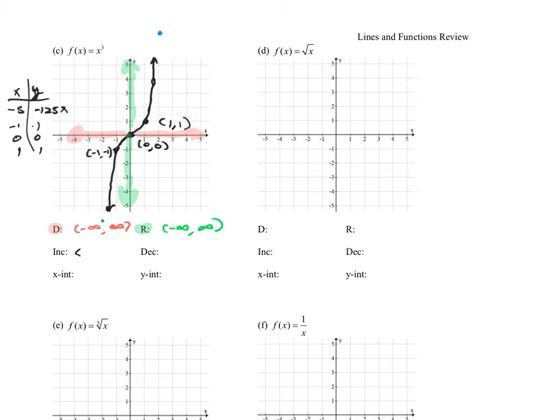So how do I write that? I write -infinity to infinity. Decreasing. Where do I go down? Well, this graph never goes down, so the answer would be none. It does not decrease. X-intercepts, where does it touch the x-axis? It touches at the point 0, 0. Y-intercepts, where does it touch the y-axis? It touches at the point 0, 0. So there's our function and graph and analysis of x cubed.